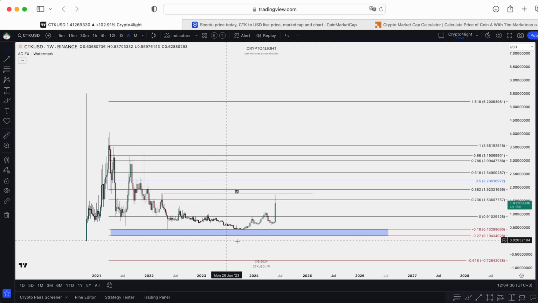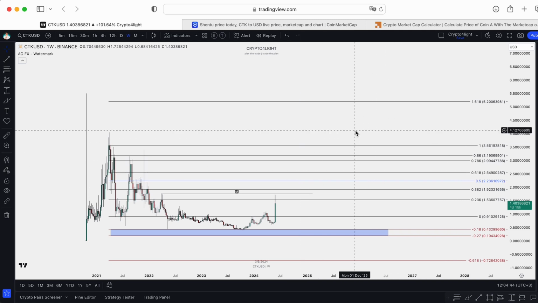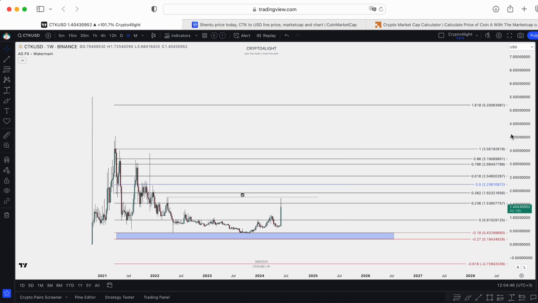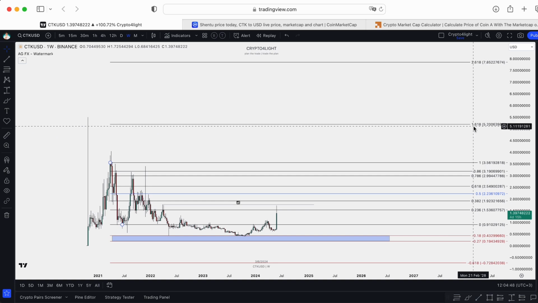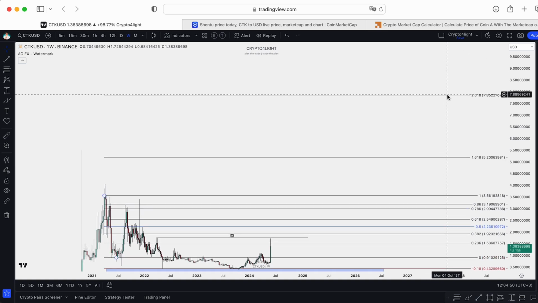Once again, this is an accumulation zone for investment. This is the first step after 500%, where you can fix profit at $2.54. The next step, where it's more than okay to fix profit if you believe in this project, is like $5.20, $7.85.